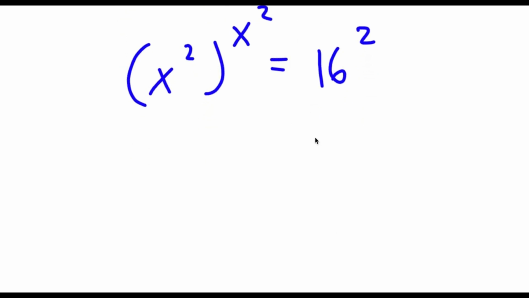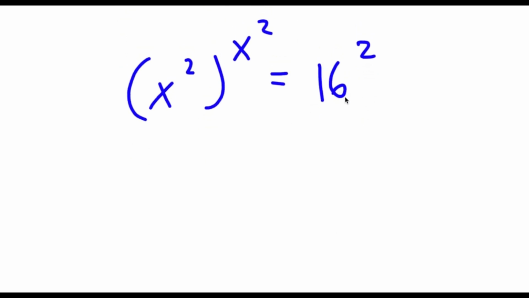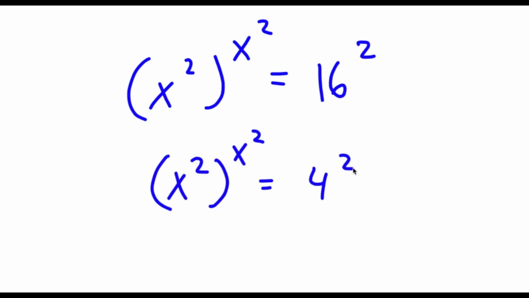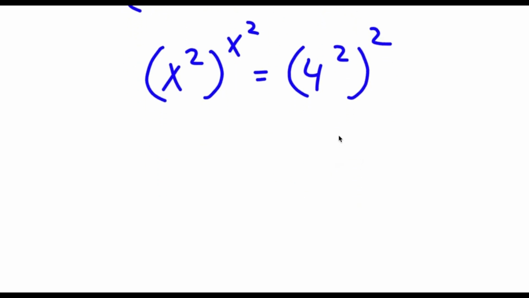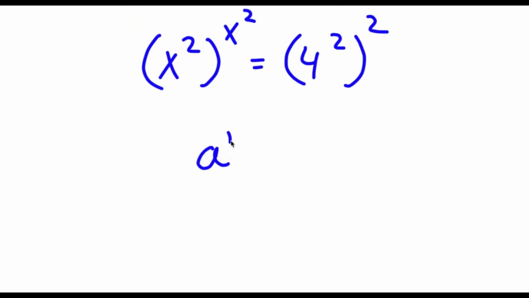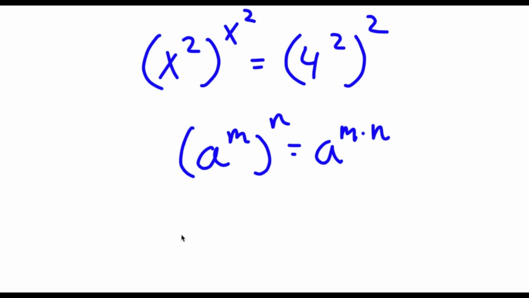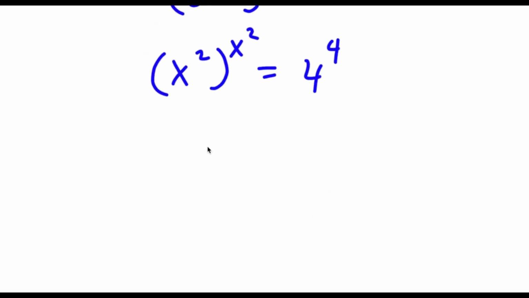So now, 16 is the same thing as 4 to the power of 2. So now I have x to the power of 2 to the power of x to the power of 2 is equal to 4 to the power of 2 to the power of 2. And now if I have something in the form a to the power of m to the power of n, this is equal to a to the power of m times n. So 4 to the power of 2 to the power of 2 is going to equal 4 to the power of 2 times 2, which is equal to 4 to the power of 4.